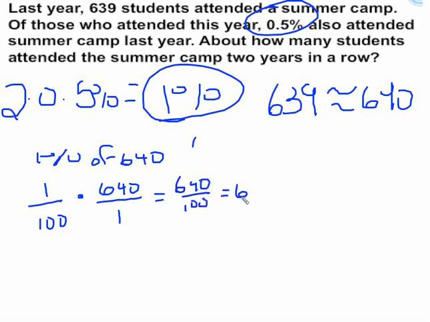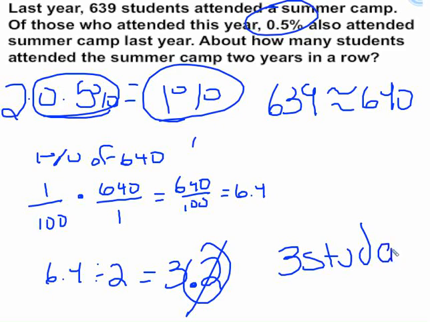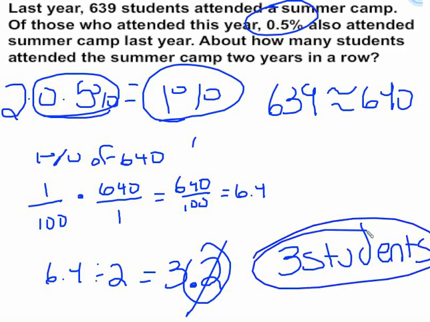Well, that's just 6.4. But I know that I'm looking for half of that. So 6.4 divided by 2 is equal to, well, I know that half of 6 is 3, half of 4 is 2, so that's going to be 3.2, which we can't have 0.2 of a student, so let's round that down to 3 students who went to summer camp twice in a row, so 2 years in a row. And there's our answer. Okay?